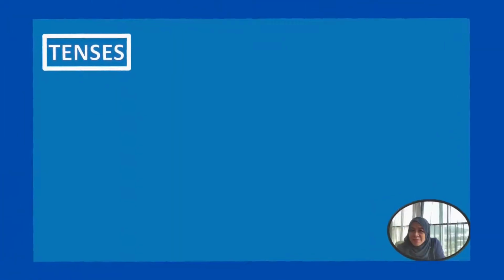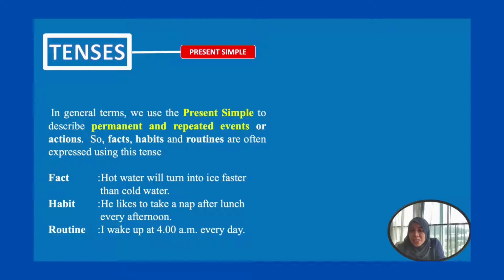Now I'm sharing with you some tips on how I taught my pupils to remember the differences between tenses. Notice some acronyms and mnemonics that I use to help them. Look at the first one, present simple. In general terms, we use the present simple to describe permanent and repeated events or actions. So, facts, habits, and routines are often expressed using this tense.